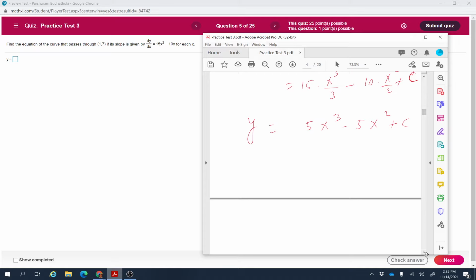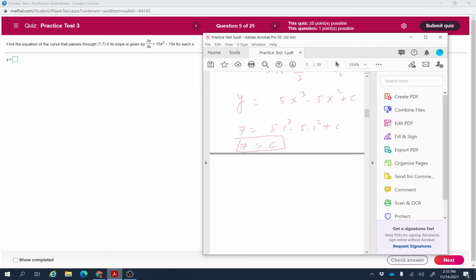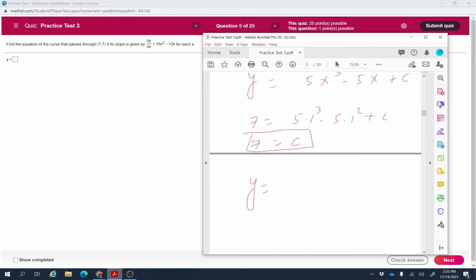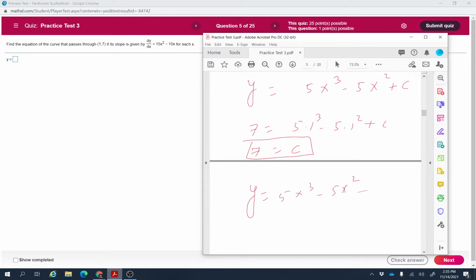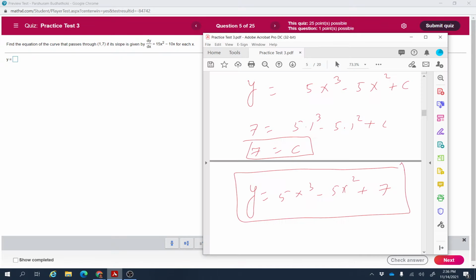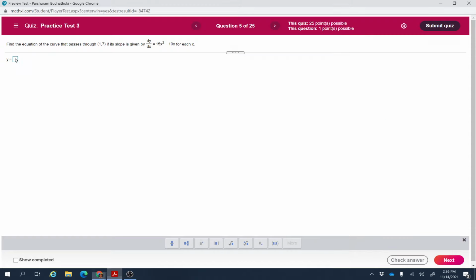So when you put y equals 7 and x equals 1, that will be 7 equals 5 minus 5, which is 0, so the constant would be 7. So there is only one constant which satisfies this situation. So y would be 5x cubed minus 5x squared plus 7. So that is the only curve whose slope is 15x squared minus 10x, and also that curve passes through (1, 7). So the answer is 5x cubed minus 5x squared plus 7.